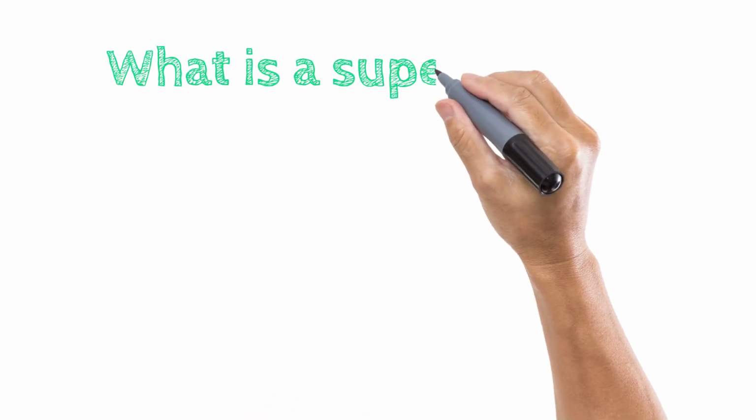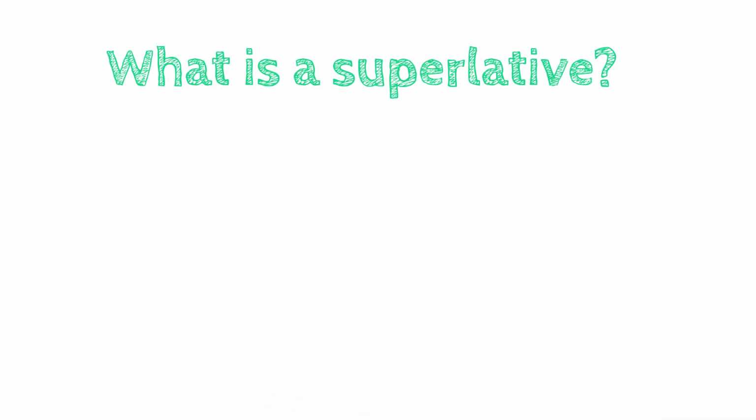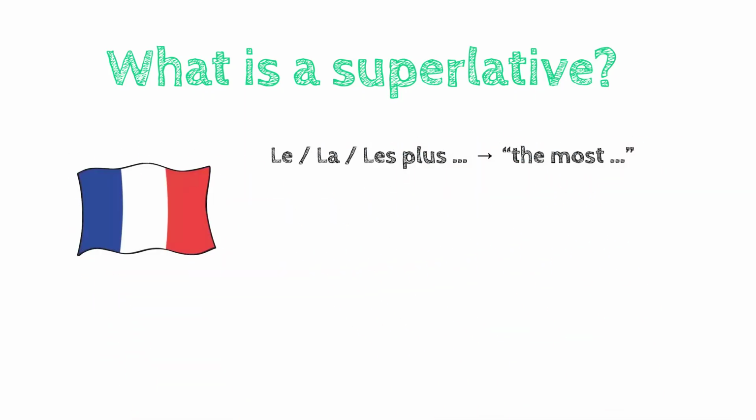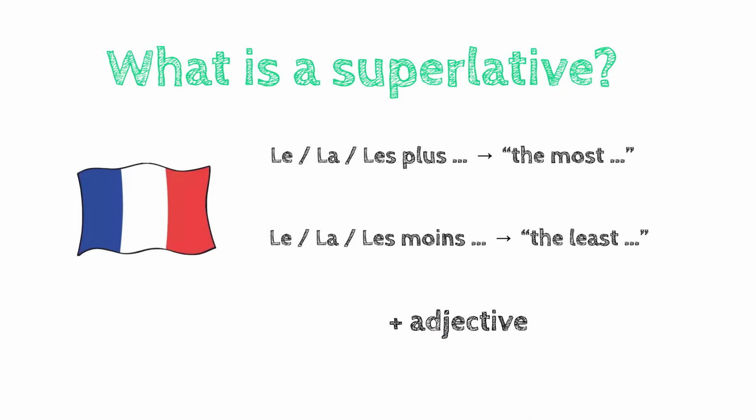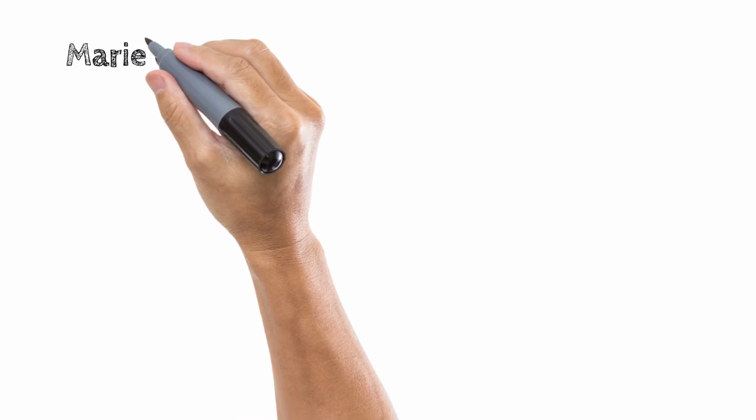Let's have a look at superlatives now. What is a superlative? A superlative is when we want to say something is the most or least of something. In French, we're going to use le, la, or les plus, the most, or le, la, or les moins, the least, plus the adjective. So, for example, the biggest, the smallest, the best, the worst.